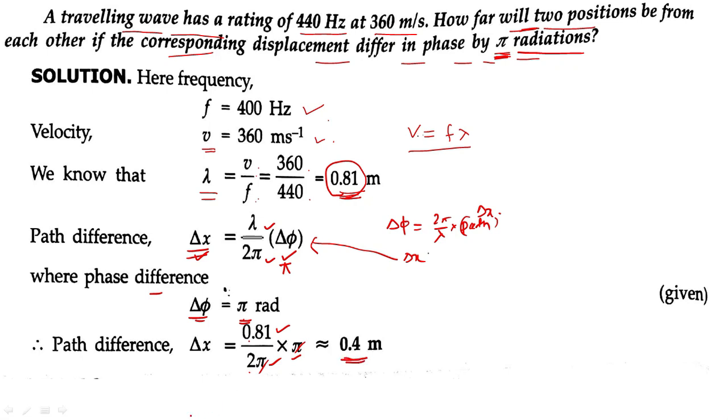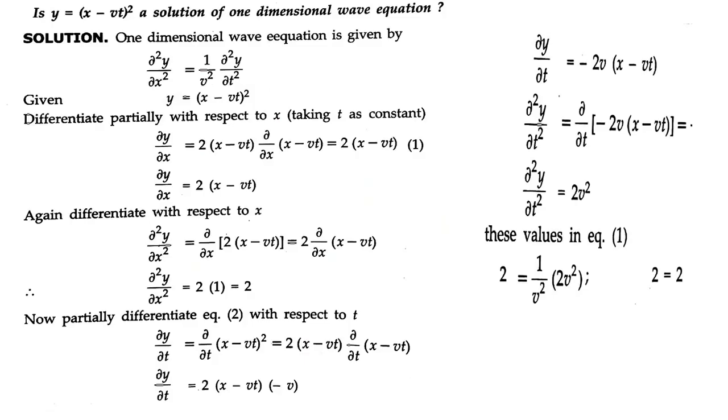So basically what is path difference? Path difference is basically the difference in the path of the two waves. And phase basically means the angle; the difference between the angles of two waves is called the phase difference. Okay, now let's move to the next question.